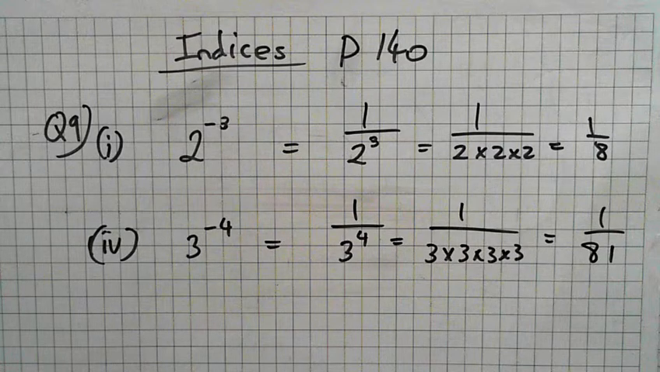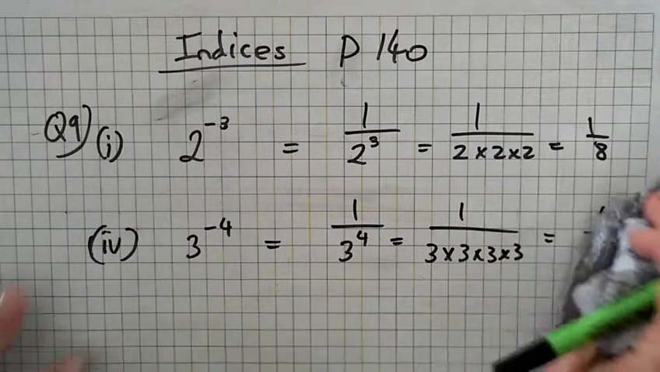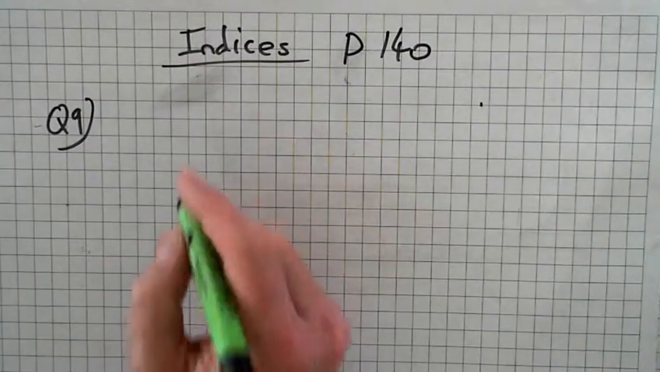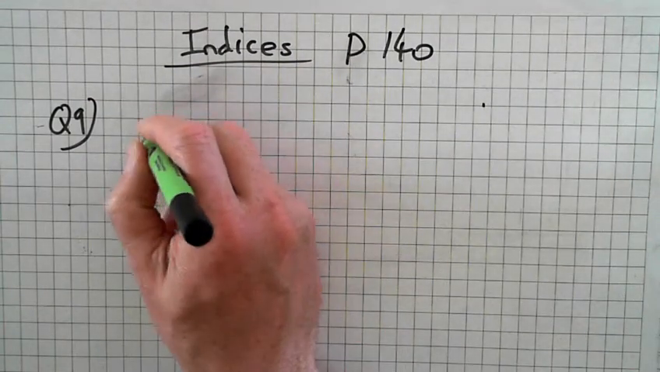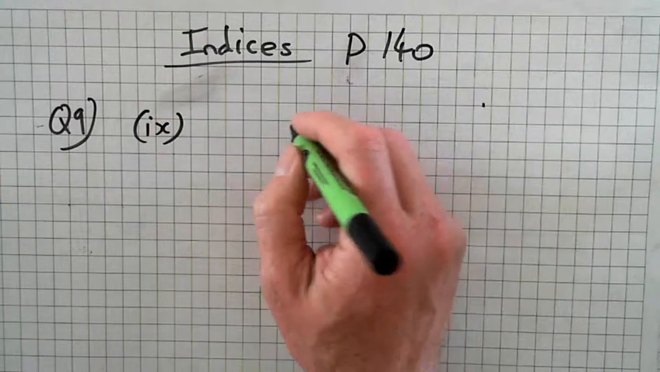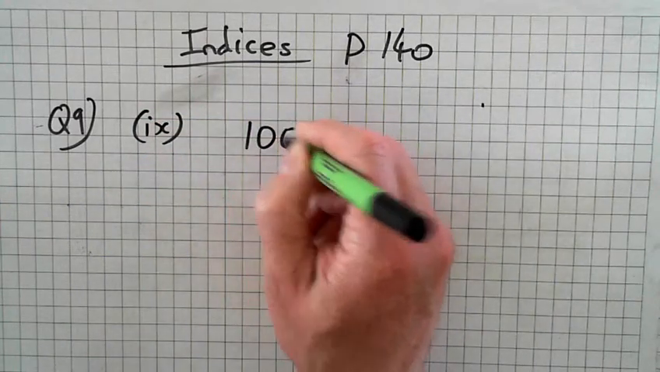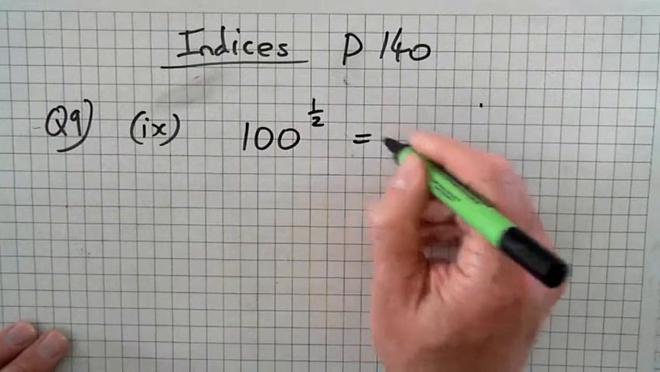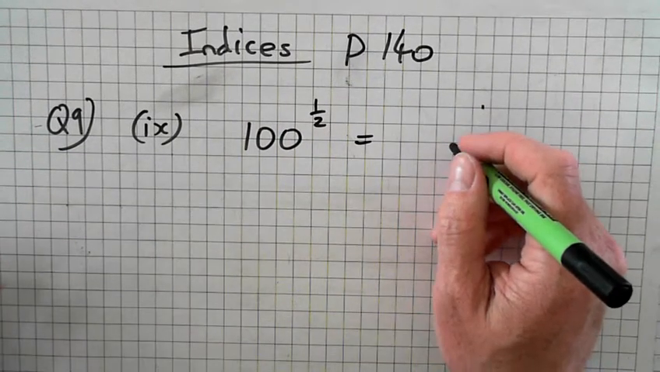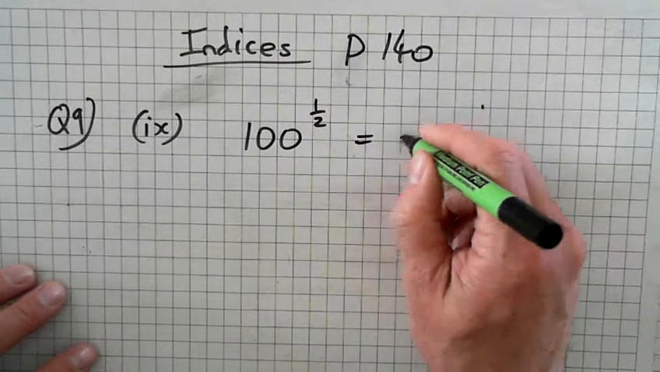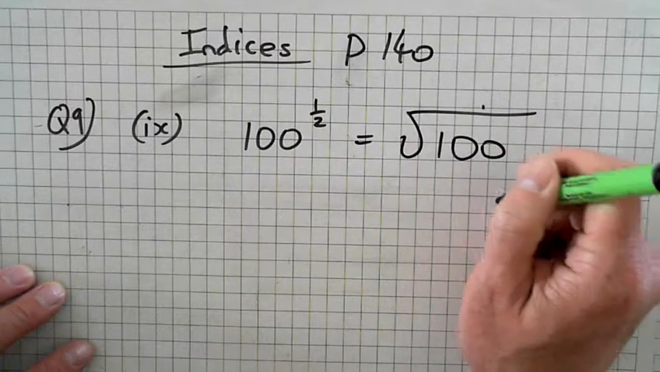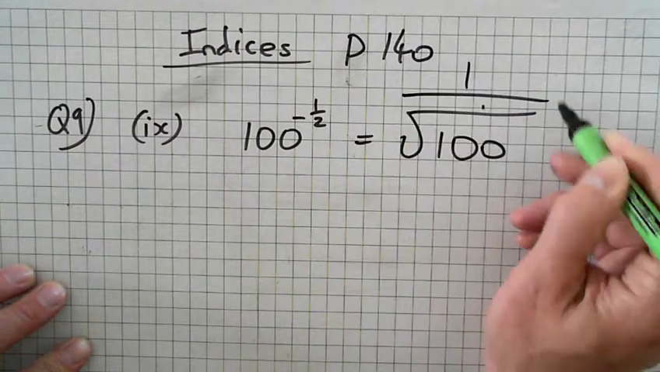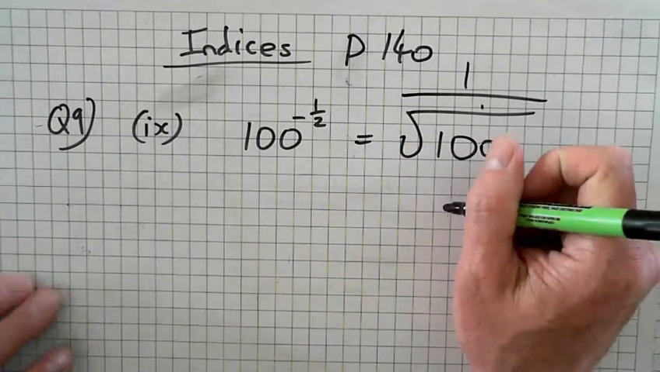Question 9. Okay. So move on to part IX. First of all, what's 100 to the power of a half? Look up this way. 100 to the power of a half, same as square root of 100. If I put a minus in front, that's the answer. 1 over square root of 100.